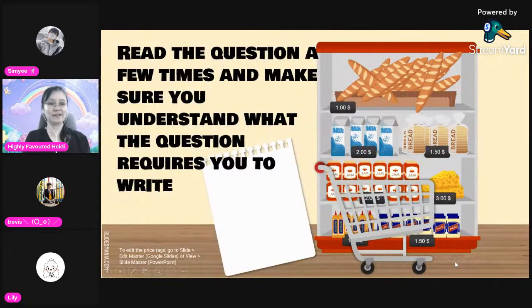Let's have Simi read for teacher. Read the question a few times and make sure you understand what the question requires you to write. Don't read one time. Then you start answering it. Same goes for the emails that day, isn't it? You can see that it's not just a simple email, it must be a girl from Malaysia, and you want to be friends with her. So it's not an old friend.